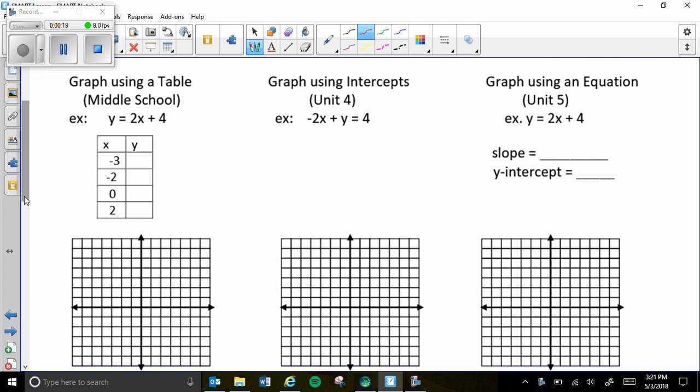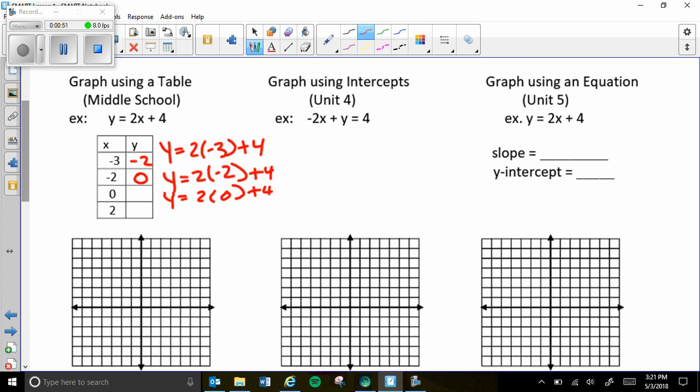When we're given the x values, we plug them into our equation. So y equals 2 times negative 3 plus 4. 2 times negative 3 is negative 6. Negative 6 plus 4 gives me negative 2. Then I plug in negative 2: 2 times negative 2 plus 4. 2 times negative 2 is negative 4. Negative 4 plus 4 is 0. Plug in 0. Anything times 0 is 0, so 0 plus 4 is 4.